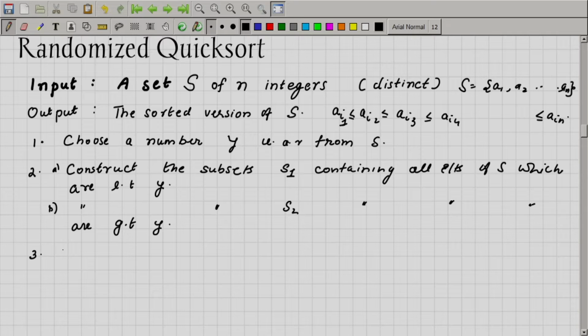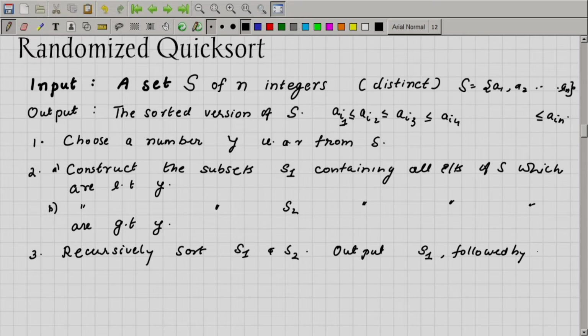And then the third step would be the recursive step. Recursively sort S1 and S2 and then output S1, that is the sorted version of S1, followed by y, followed by S2. So, that will give us the sorted version of the set.